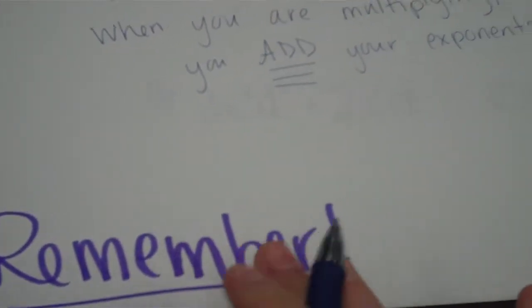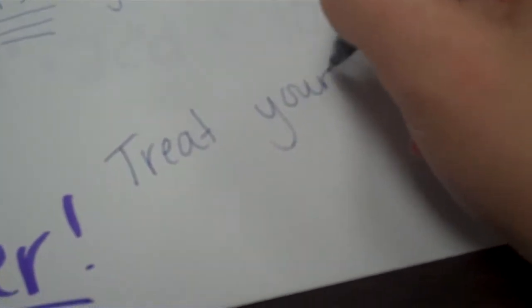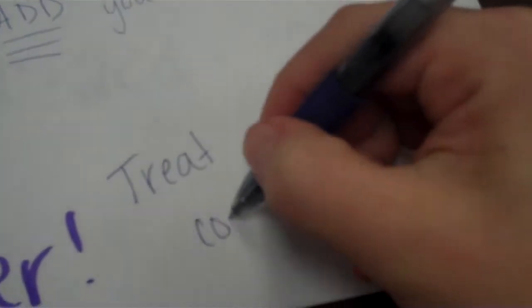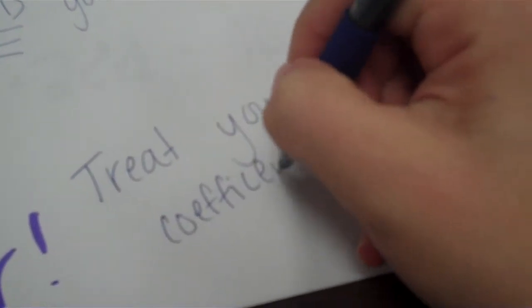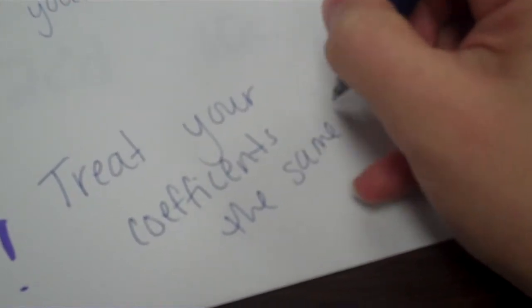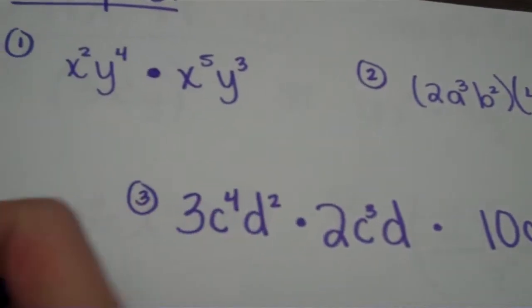But yet again, remember, key thing everyone always forgets is you need to treat your coefficients the same. Meaning don't add these little exponent rules on them. Treat them like you normally would. Okay? Don't add stuff. So we're going to add when we multiply.